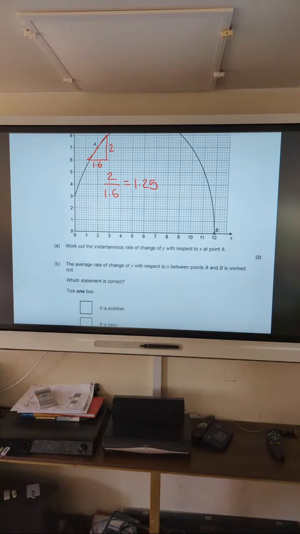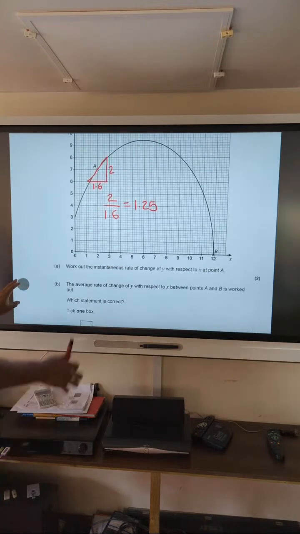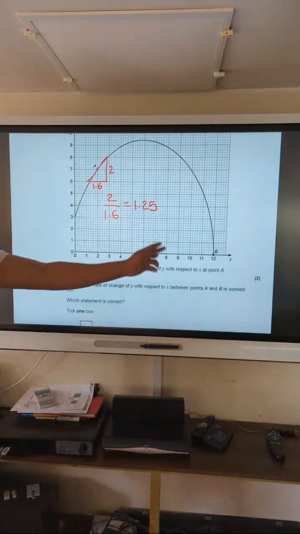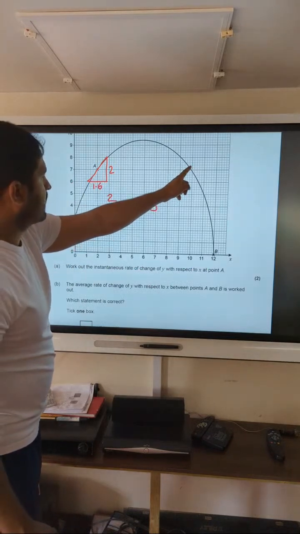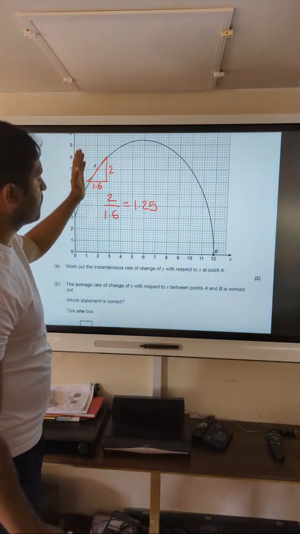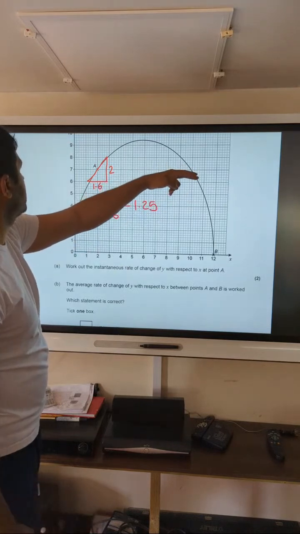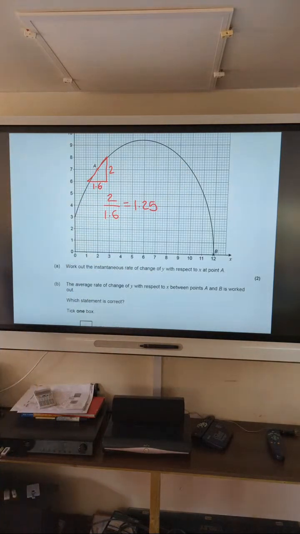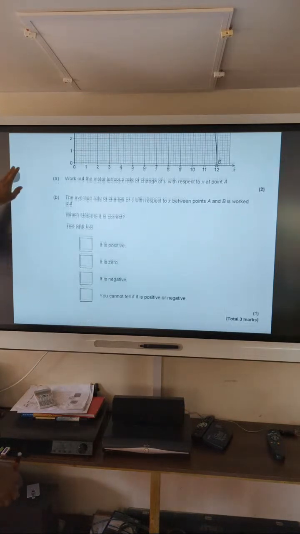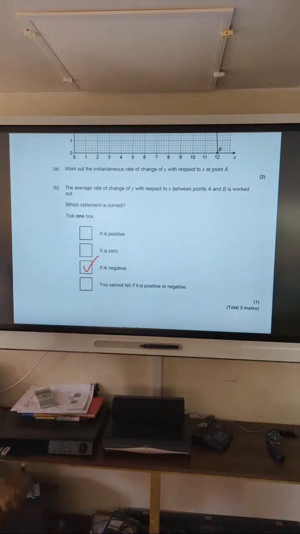The average rate of change of y with respect to x between A and B is worked out. Which statement is correct? Is it positive, is it 0, or is it negative? So if I go from A to B, it's negative, it's going downwards. When I move from A to B, so when I move from 2 to 12, 10 in the positive direction, I'm dropping 7 in the negative direction. So I'm doing negative 7 divided by 10, which is negative. The gradient, it is negative. So that's what we needed to say. Okay, and it's only 1 mark, so I don't think there is any reason to say anything else.